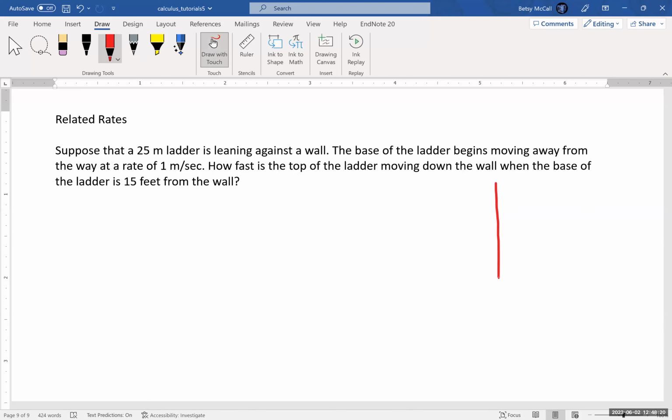So here's our wall and the ground, and here's our ladder, right? And so we have some x distance, the base is away from the wall, and we have some y distance that the ladder is leaning up against the wall. And we know that this hypotenuse, the length of the ladder, is 25 meters.